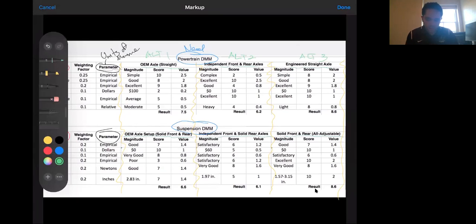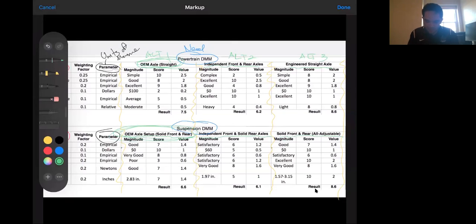And you'll notice, like I said, we always have to compare the off-the-shelf method or the do-nothing method, which would be this one, the OEM axle setup front and rear. So these are your controls, what you're comparing them to. This is everything that bases your decision off of.